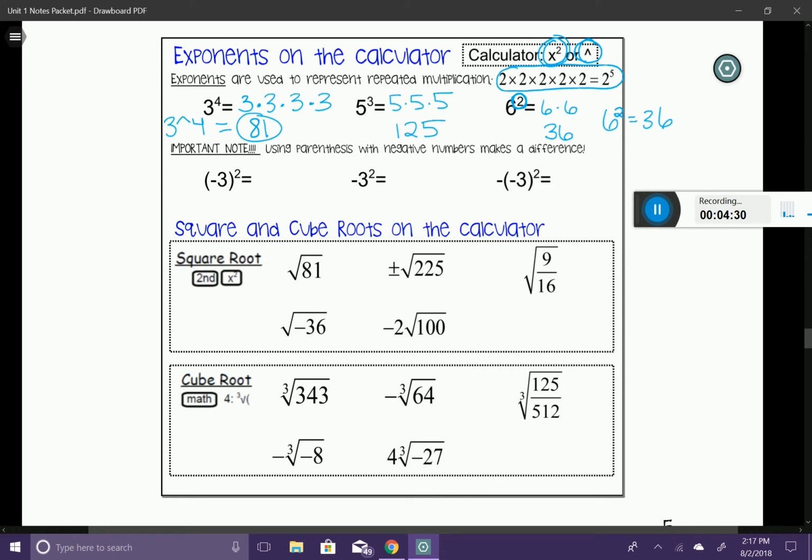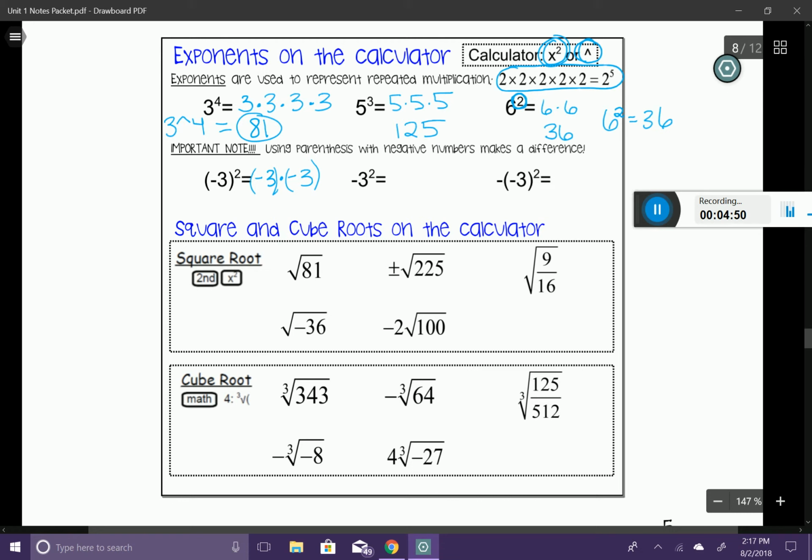In this first example, you can see that I have negative 3 in parentheses raised to the 2nd power, or squared. What that's actually saying in expanded form is negative 3 times negative 3. I can write it like that. I could also write it in parentheses like this. Either way is exactly the same.